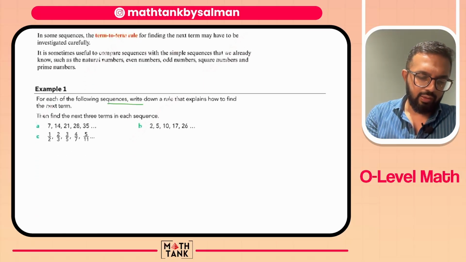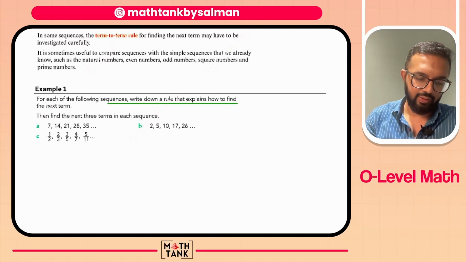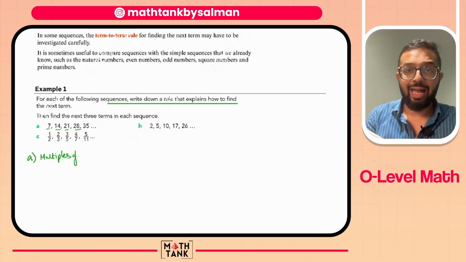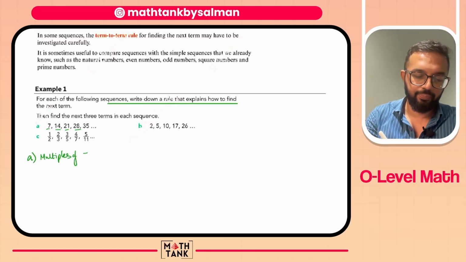Okay, for each of the following sequences, write down the rule that explains how to find the next term, then find the next three terms in each sequence. Okay, so the first one looks simple. So these are multiples of 7. Let's not write just multiples of 7. You can also write add 7 to the previous term. Okay, what are the next three terms then? Next three terms are 42, 49, and 56.